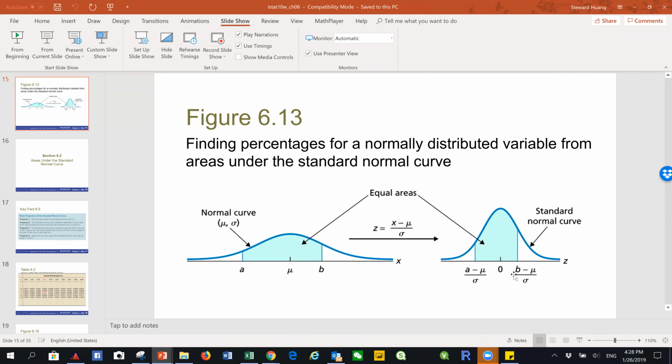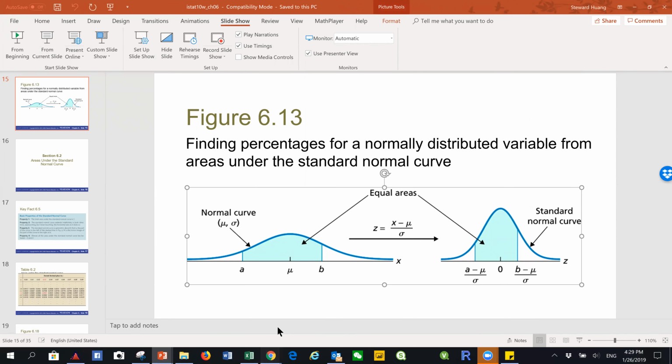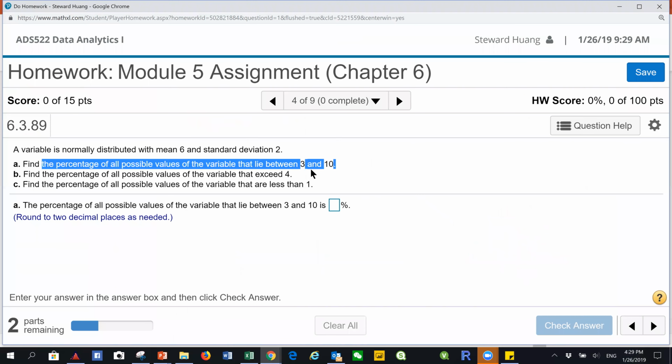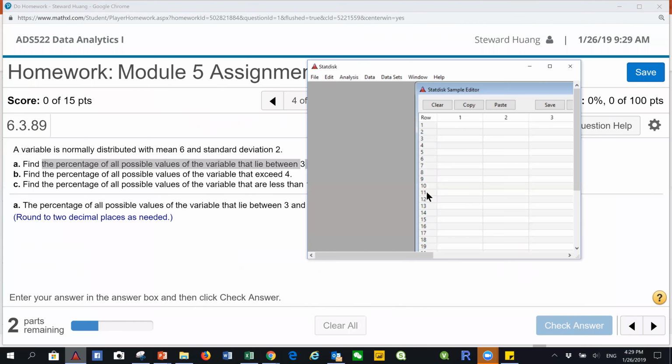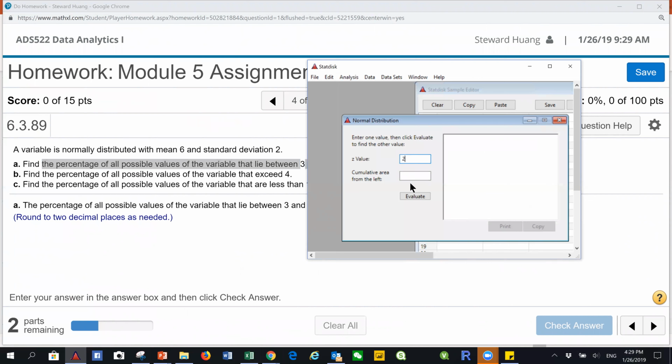First you plug this value into StatDisk. 10 minus 6 over 2 is 2. So you plug in 2 here, and then you find the area to the left, which is this one. Then you calculate the other value, let's say it is 1, and find the area to the left. And then the difference of these two left areas will be the answer.